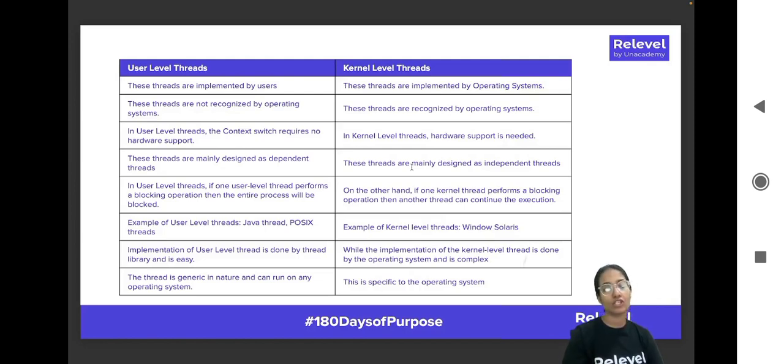While the implementation of the kernel level thread is done by the operating system, and it is a little bit complex. Okay, the thread is generic in nature and can run on any operating system, but kernel level threads are specific to the operating system. Okay, just to reiterate on the part where we talked about the thread library, I'll just quickly rephrase that part as well.